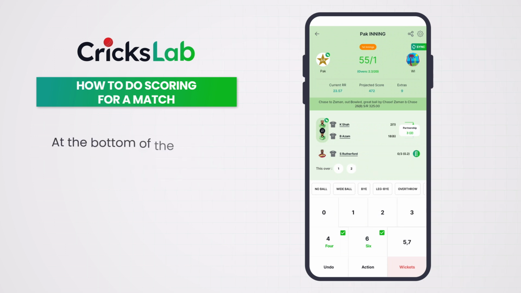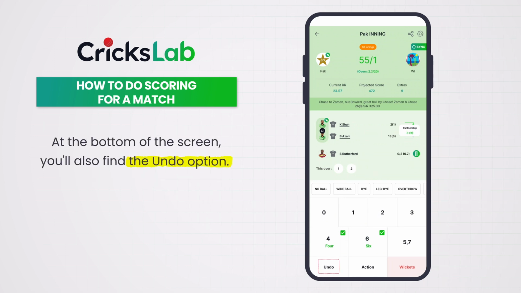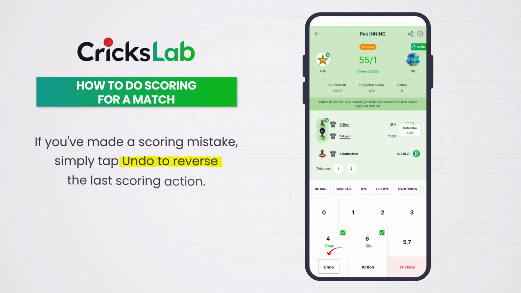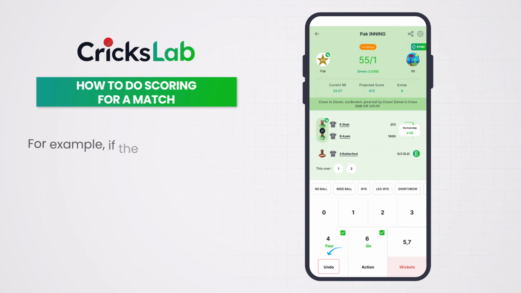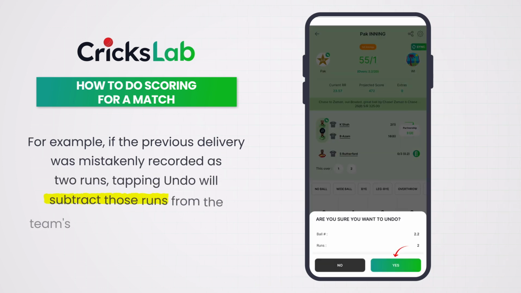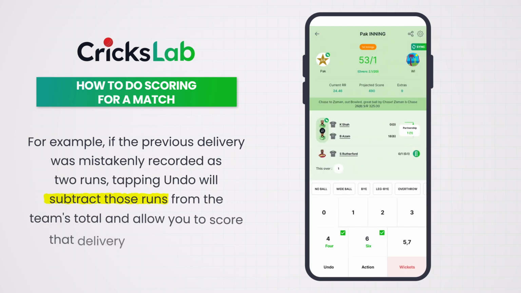At the bottom of the screen, you'll also find the Undo option. If you've made a scoring mistake, simply tap Undo to reverse the last scoring action. For example, if the previous delivery was mistakenly recorded as 2 runs, tapping Undo will subtract those runs from the team's total and allow you to score that delivery again correctly.